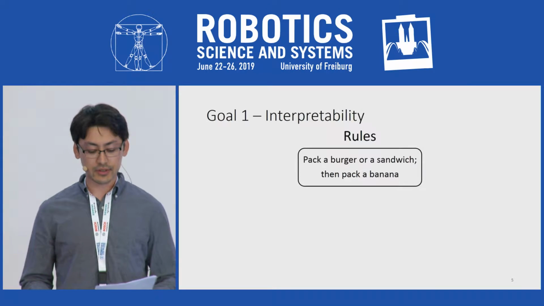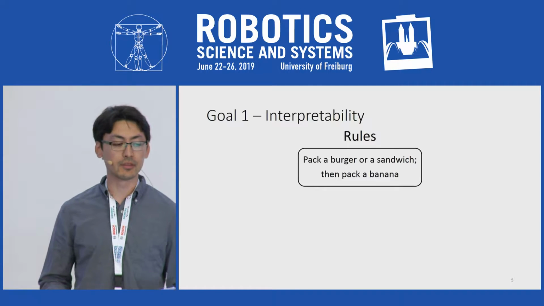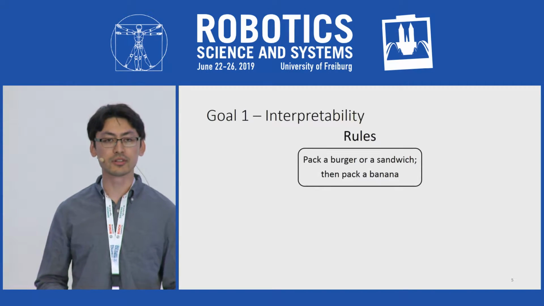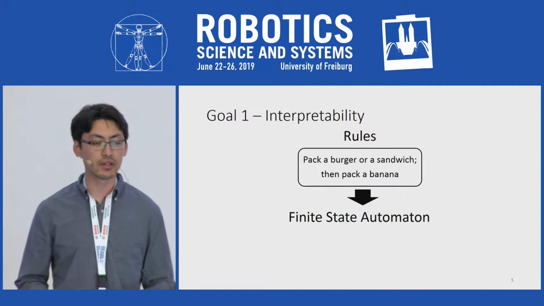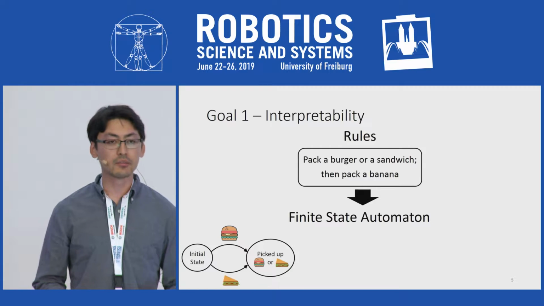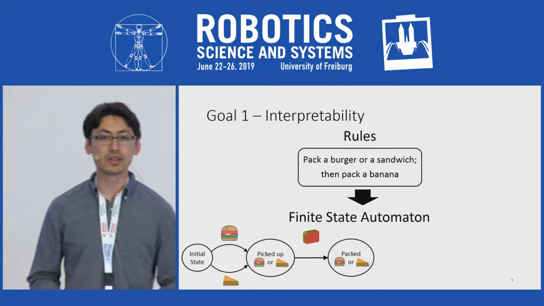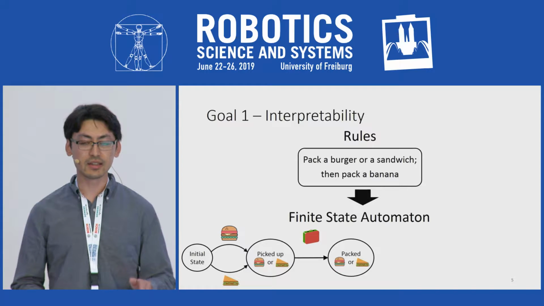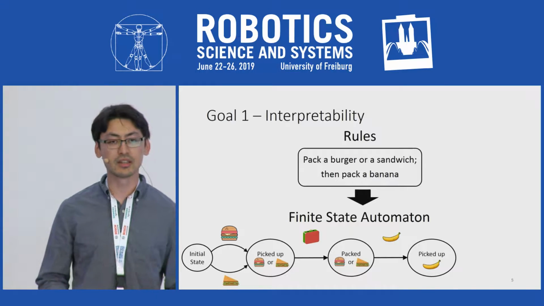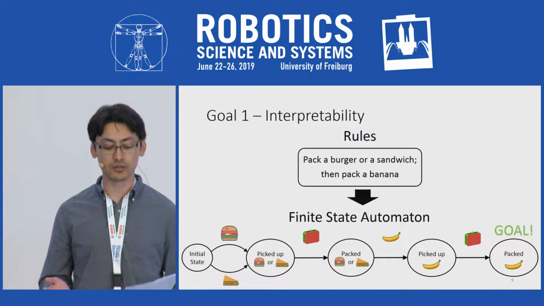We can make rules useful while maintaining interpretability by representing them as a finite state automaton. In this case, the rules are pack a burger or a sandwich and pack a banana. We can represent that as an FSA, where we have an initial state, and then picking up the burger or sandwich leads to the next state. Putting that into the lunchbox leads to the next state. Picking up the banana leads to the next. And finally, putting the banana in the lunchbox leads to the final goal state.